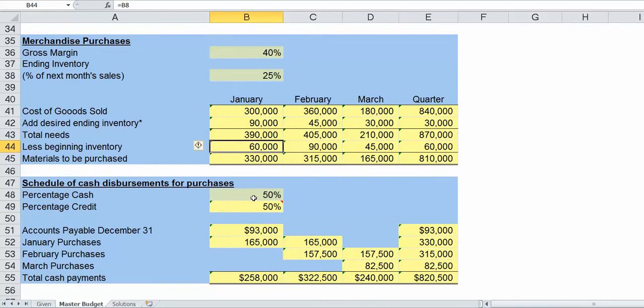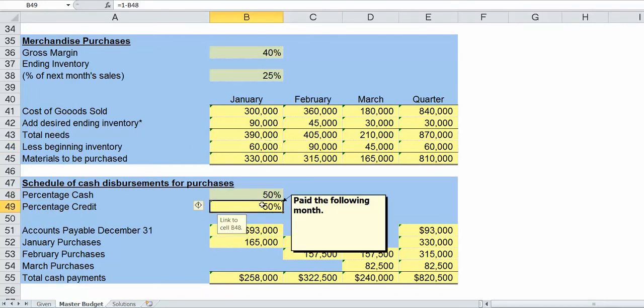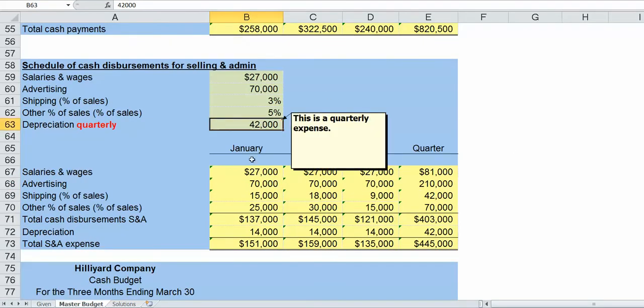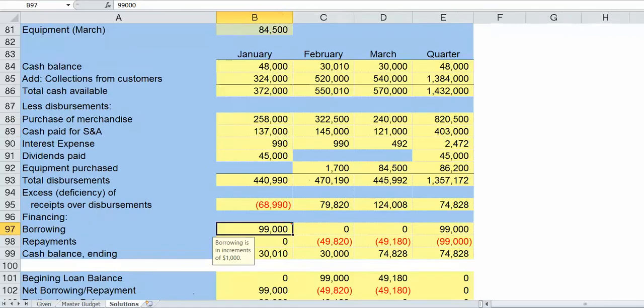Schedule of cash disbursements. If we're 50% cash, then we're 50% credit. If we were 40% cash, 60% credit. Our depreciation expense is quarterly, so monthly, it's going to be a third of that amount.